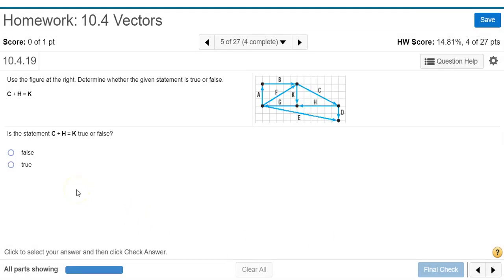So now, C plus H equals K. So let's see where C is. Here's vector C. And if you add H onto it, you would end up basically with this arrow K. So this one is true.